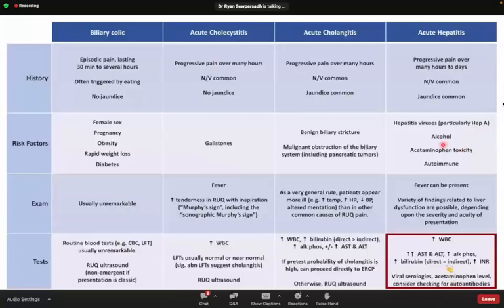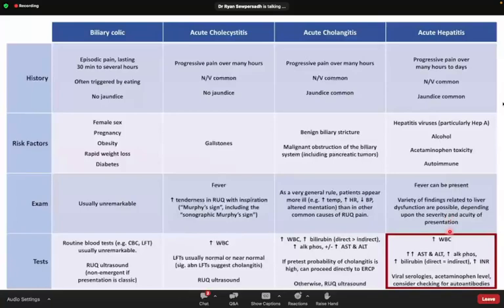alcohol is common, eh? Yes, alcohol and paracetamol toxicity and autoimmune hepatitis. Now, there are many other causes of acute hepatitis, but these four cover the overwhelming majority in Western populations, okay? On examination, fever is sometimes present, and there can be a variety of findings related to liver dysfunction, depending on the severity and the acuity of presentation, right?